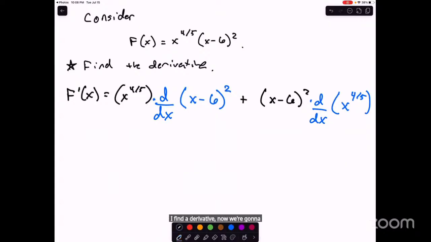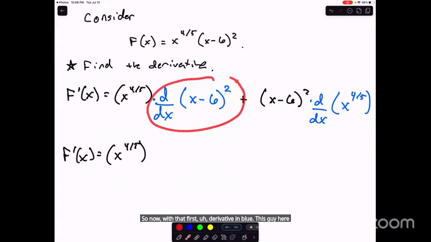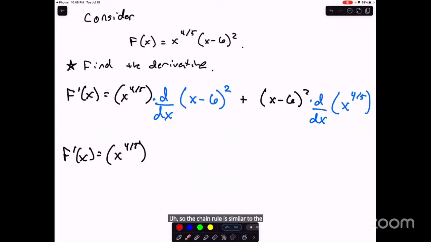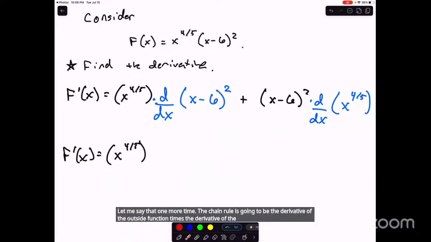Now we're going to go back and calculate those guys in blue. All right, so the things in black, I'm just going to bring them down for now. So then f prime, x to the power of 4 over 5. So now with that first derivative in blue, this guy here, we have to apply what's called the chain rule, right? So that's the second technique. That's why I said it was loaded. So the chain rule is similar to the power rule. It's going to be like the derivative of the outside function times the derivative of the inside function. Let me say that one more time. The chain rule is going to be the derivative of the outside function times the derivative of the inside function.